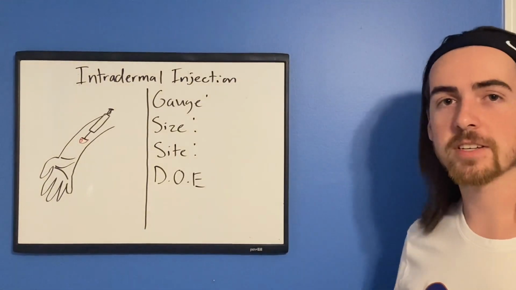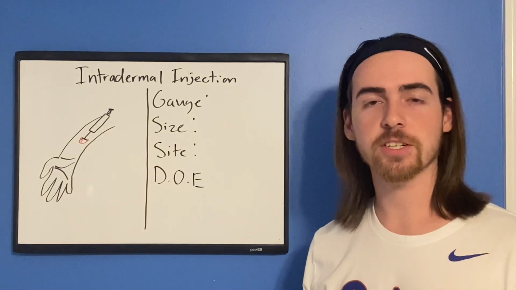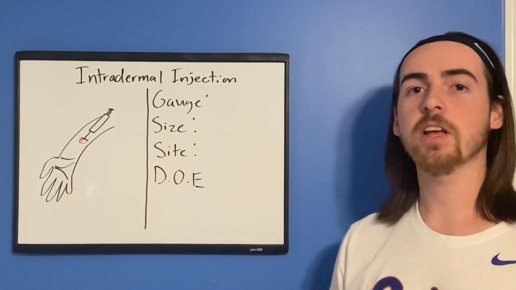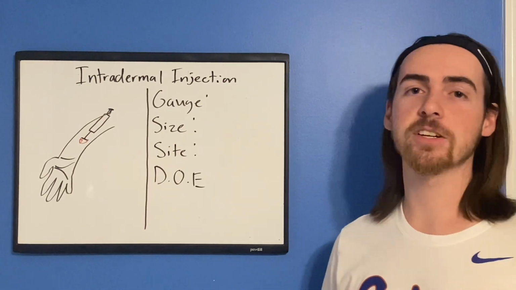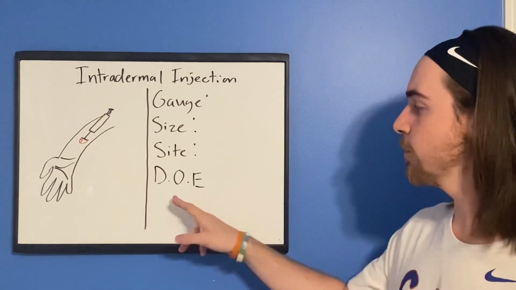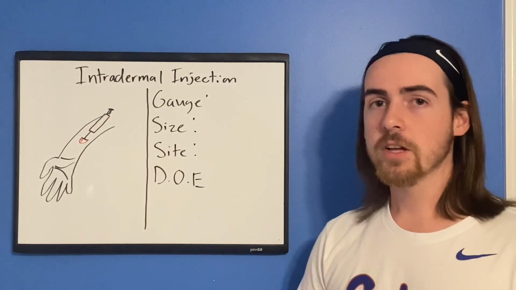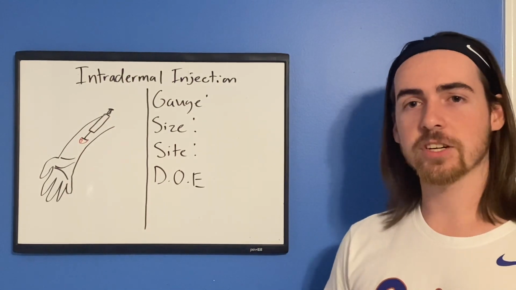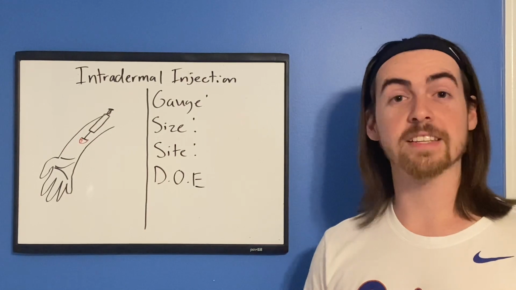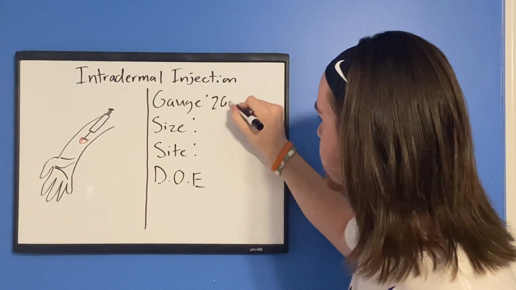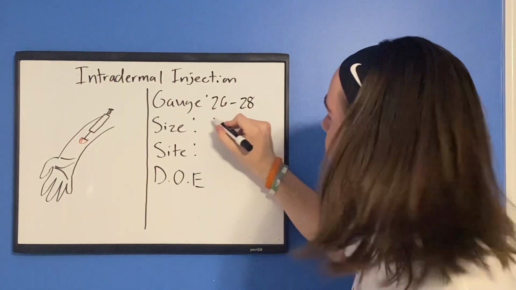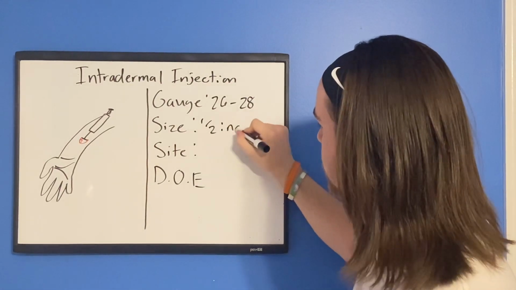So the first injection type I'd like to cover are intradermal injections, otherwise known as ID injections. We are responsible for knowing the size and gauge of the needles used, the preferred site of entry, and the degrees of entry, which I've abbreviated as DOE. So to begin, ID injections are particularly short and skinny. Their gauge size is going to be from 26 to 28, and the needle is about ½ an inch long.